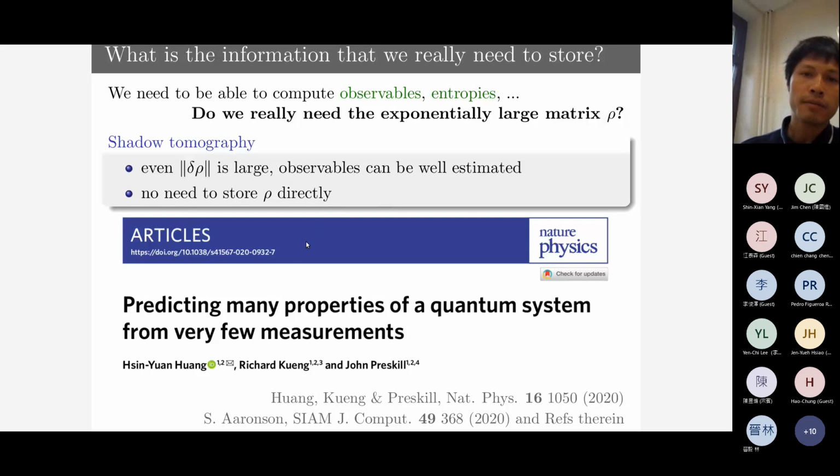This has been discussed extensively in the computer science literature, so you can have a look at this reference and the reference after it. However, it became more visible to the physics community through this particular article, which put forward a practical protocol that one can use to carry out shadow tomography.